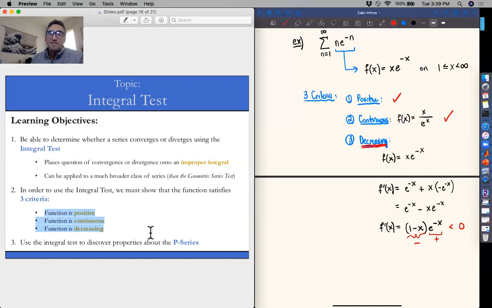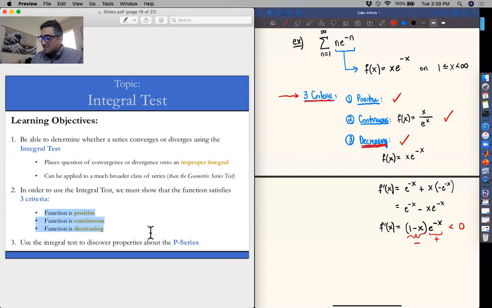So if we have the product of a negative number times a positive number, that overall thing is going to be negative. So it turns out this function is also decreasing. So big picture again, we're doing the buy-in that's allowing us to do this integral test. Our function had to satisfy these three criteria, and we saw that it satisfies these three criteria. So now we can actually apply the integral test.